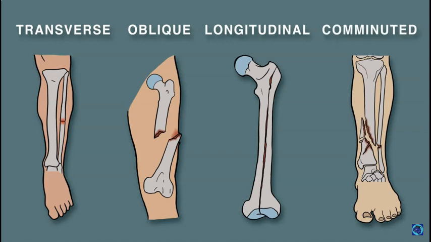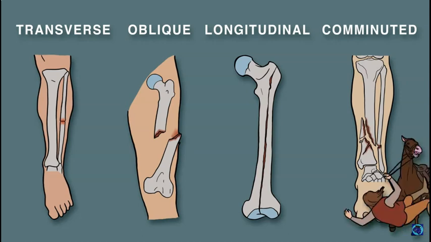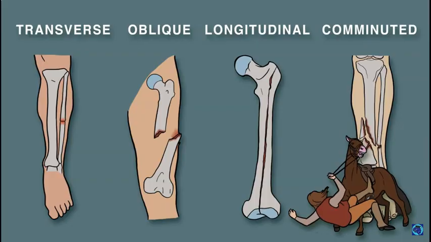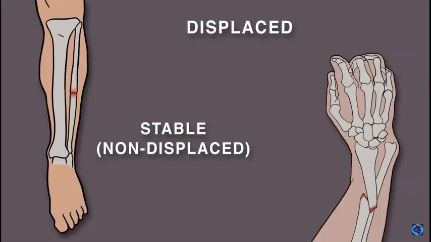A transverse fracture is one in which the break is straight across the bone, perpendicular to its long axis. An oblique fracture is one where the break is diagonal. A longitudinal fracture is one where the break is along the bone's long axis. A comminuted fracture is one in which the bone breaks into more than two pieces and typically occurs due to a severe accident. Fractures can also be stable or displaced.